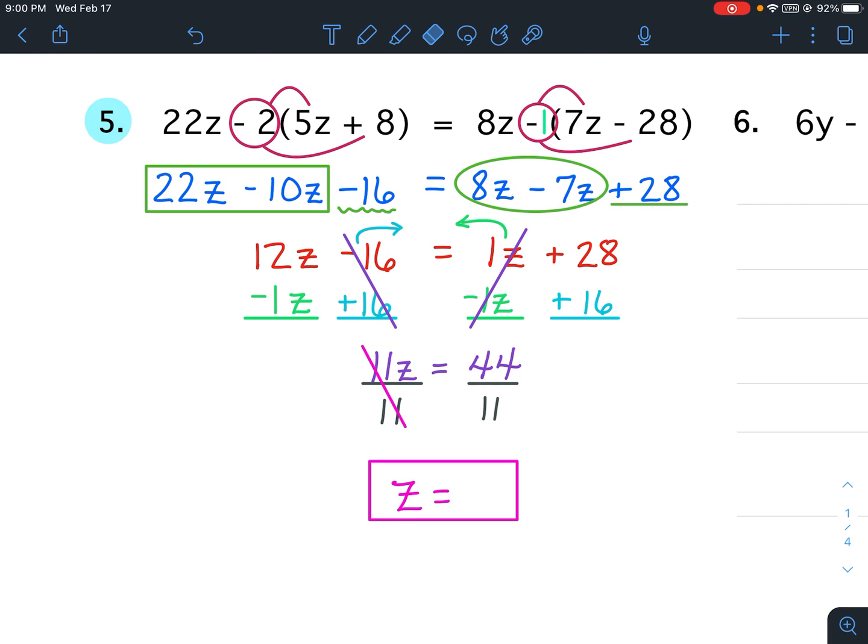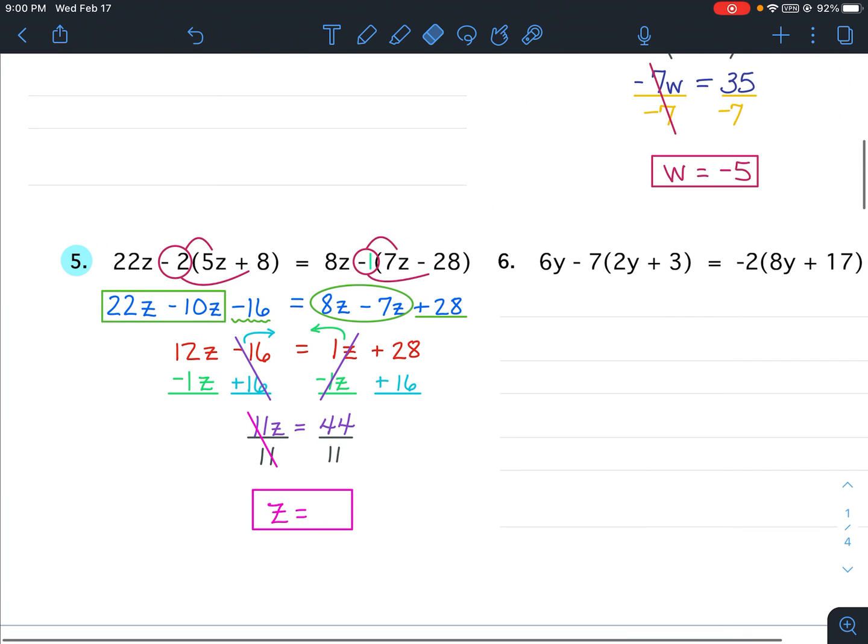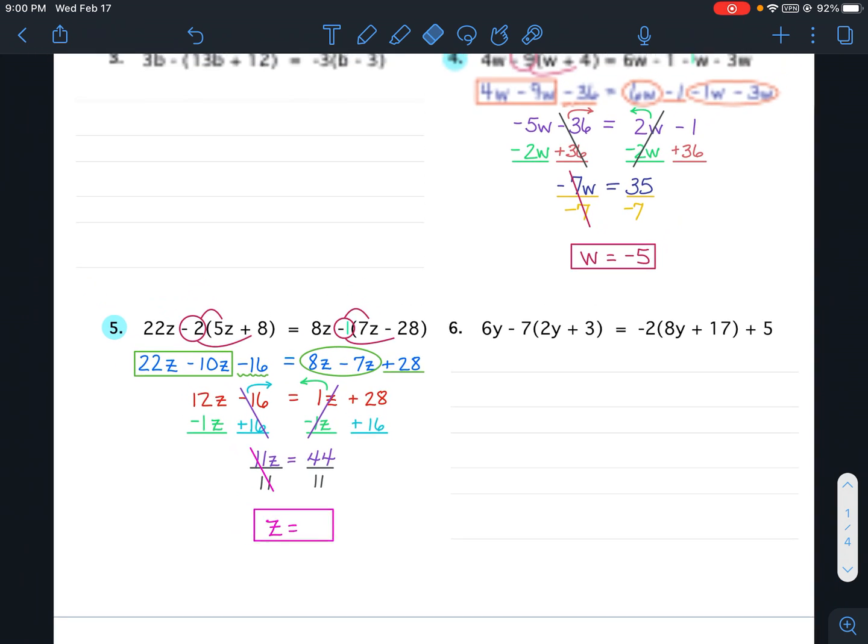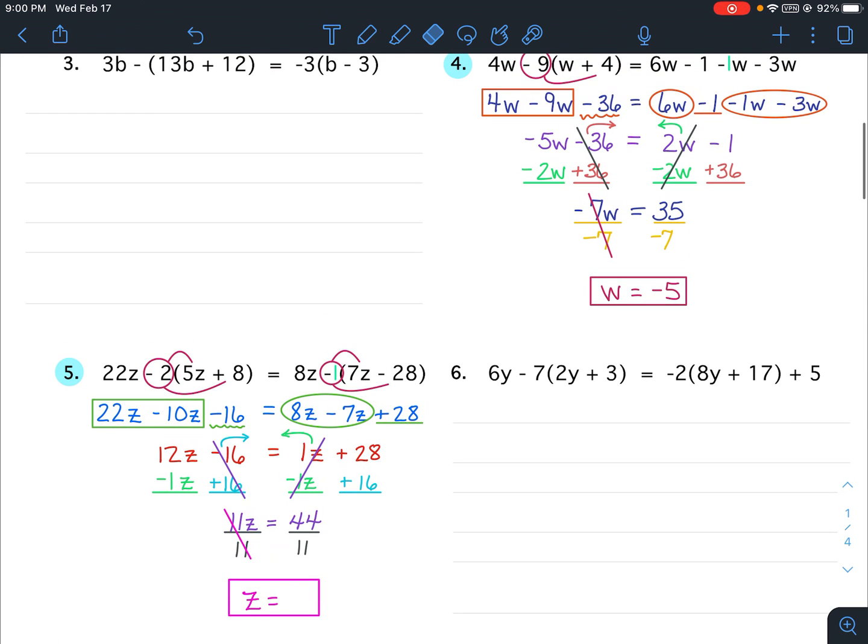All right, so those steps that I used for problem 5 were the same steps I used in problem 4, and it's the same steps you would use for the rest of the problems in 1 through 6. If you have any questions on problem 5, please let me know.